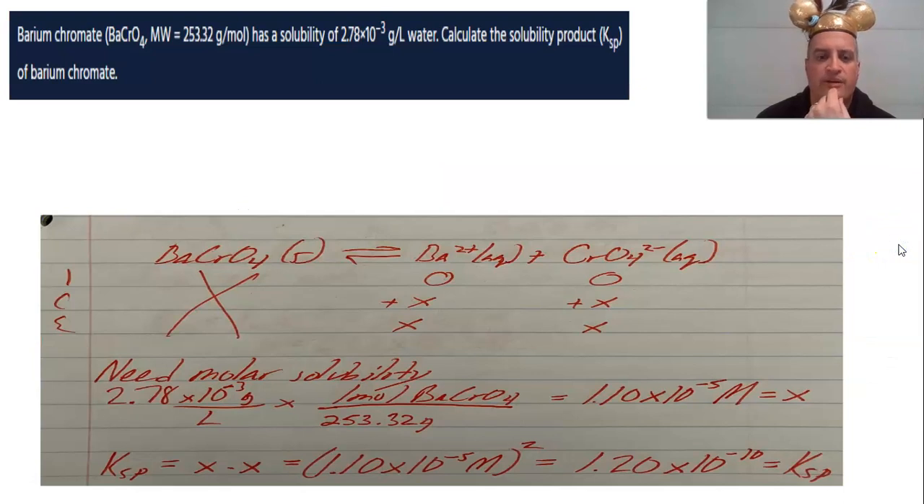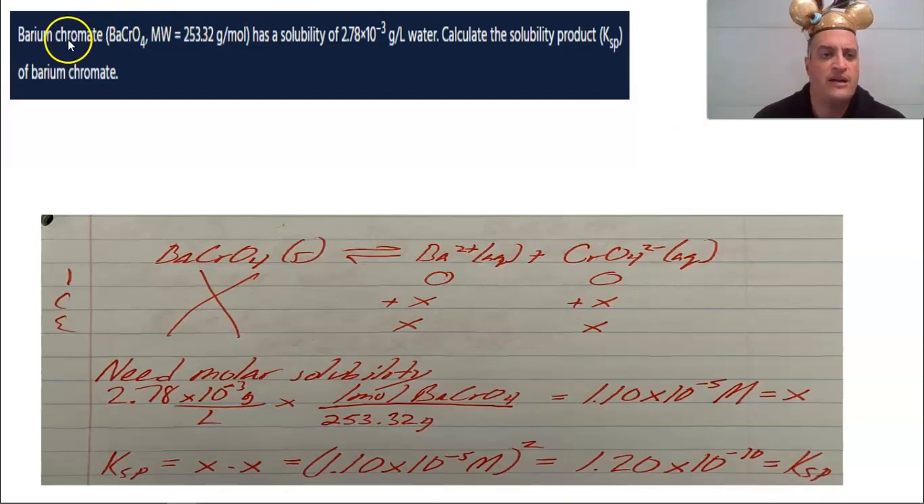Let's look at a couple calculations of this in action. So we've got barium chromate with a solubility given in grams per liter. This is what you normally find online. Calculate the solubility product of barium chromate. RICE table again, we don't do anything with the solid. I can see that this is a 1-to-1 ratio, so I got X and X.